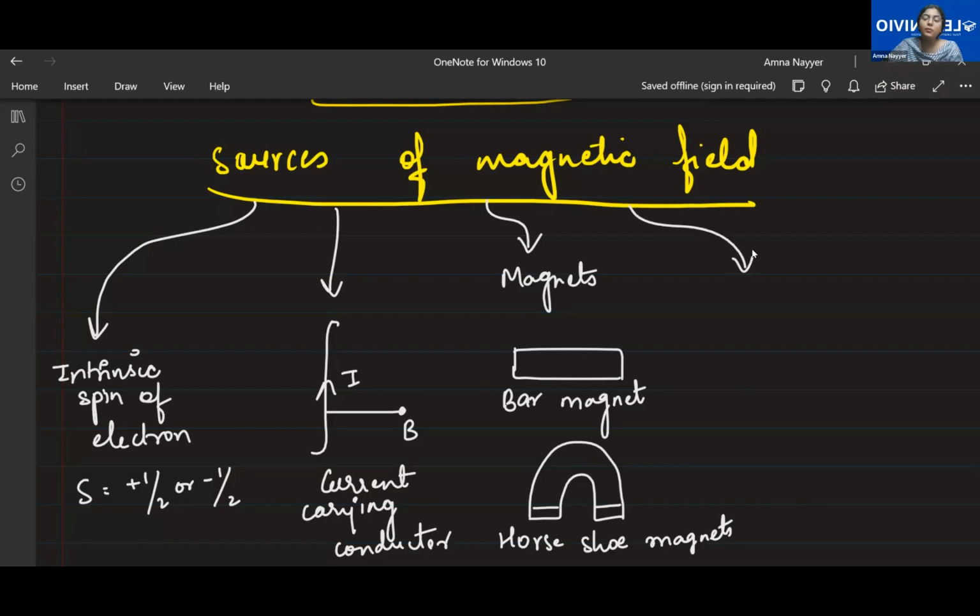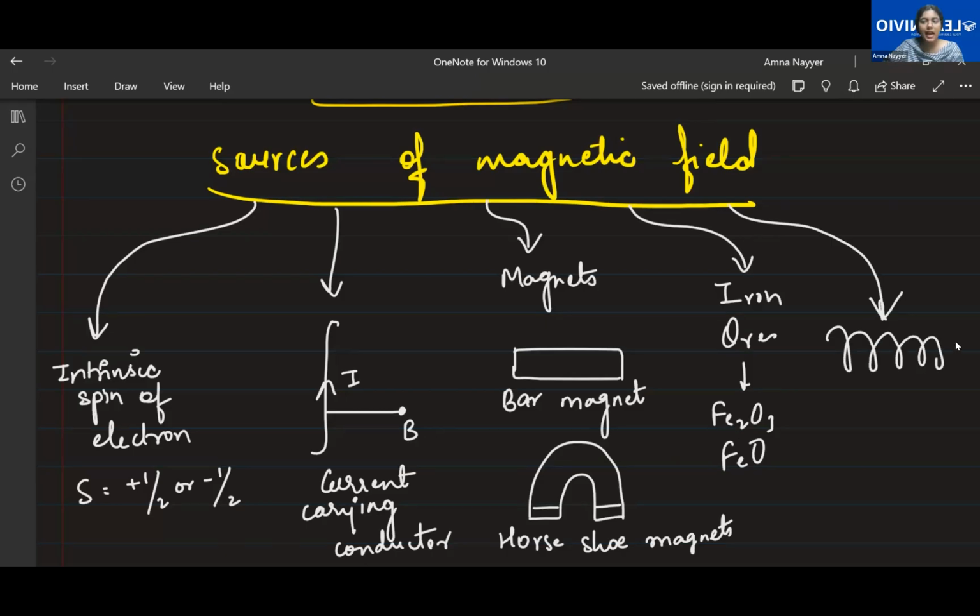Then in chemistry, again, you must have studied about the iron ores, which directly have magnetic properties. Basically, you have Fe2O3, you have FeO. So these are the direct iron ores existing within the earth that are natural sources of magnetism. Then we have certain devices constructed when you have copper wire turns at a certain length. This instrument is known as a solenoid, which is a direct source of magnetic field.